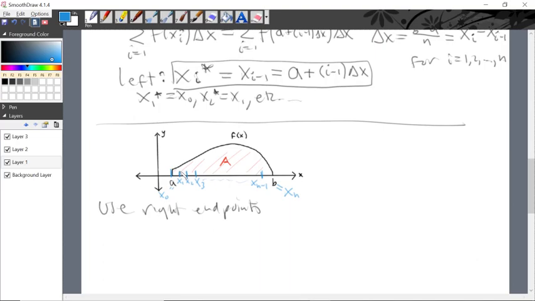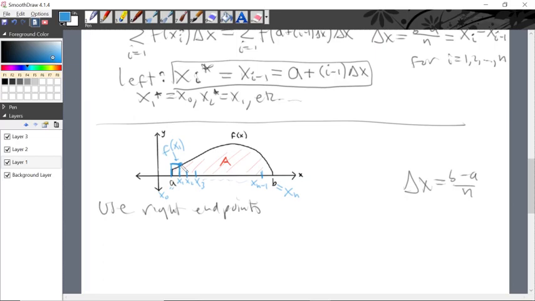That means the height of the first rectangle would be found from x1. Right there. So f of x1 is going to be the height of the first rectangle. And then we're going to multiply that by delta x, the same delta x that we used from before, because again, we're creating a uniform partition.